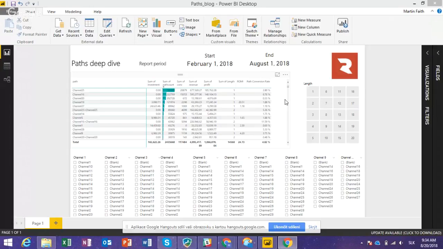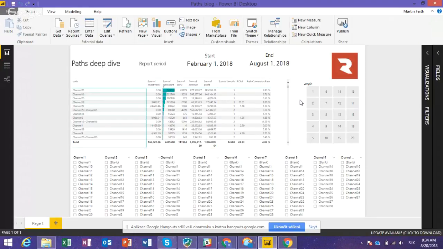Here we see that, for example, the data has been anonymized to names of channel 1 to 25 or even more. We see that most paths have only one touch point, and that was channel 25. That is on the first row. Later on, we can play around with this table a little bit on the right side.